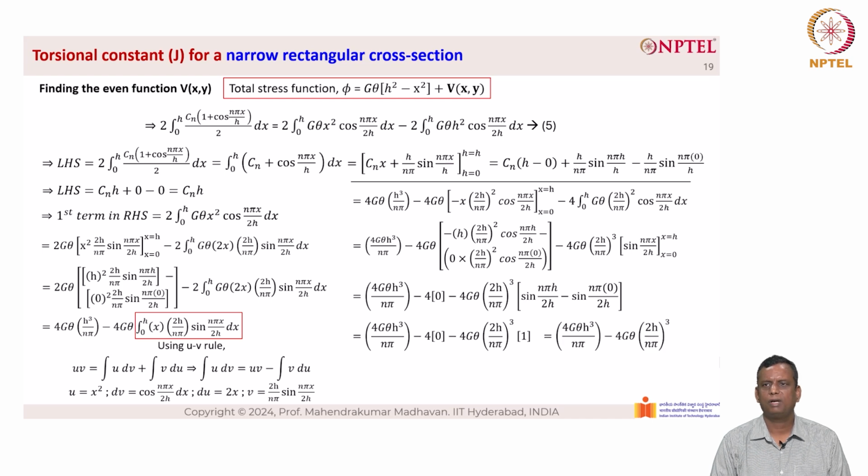So this gives the value 4g theta h cube by n pi minus 4g theta into 2h by n pi the whole cube. So this is the first term in RHS, which is equal to 4g theta h cube by n pi minus 32g theta h cube by n cube pi cube.